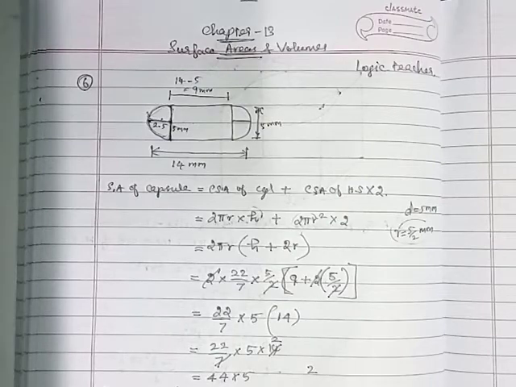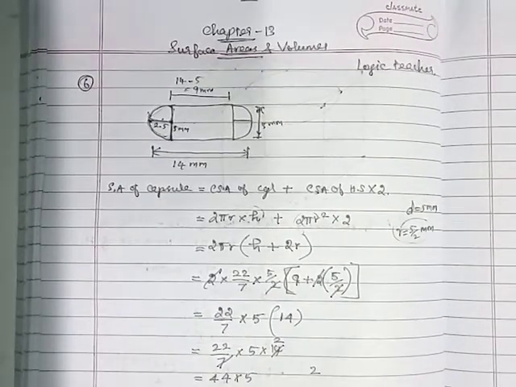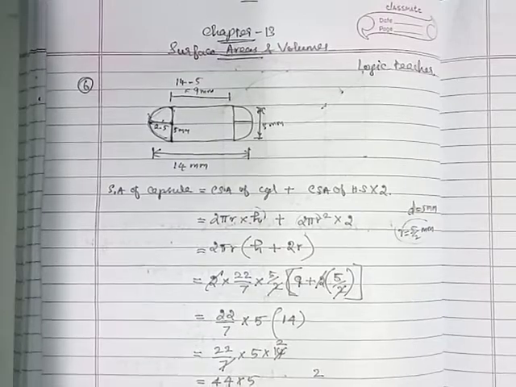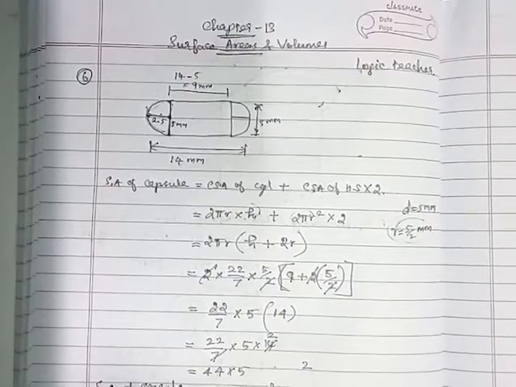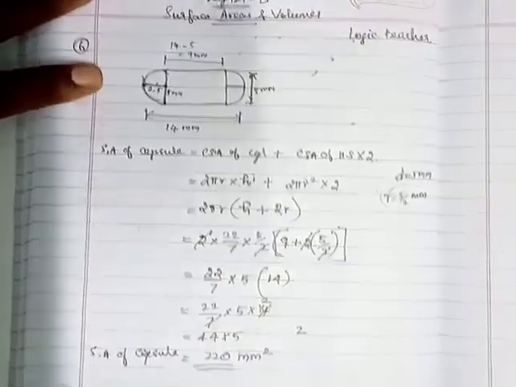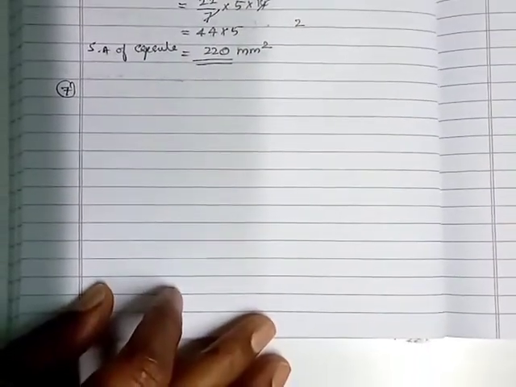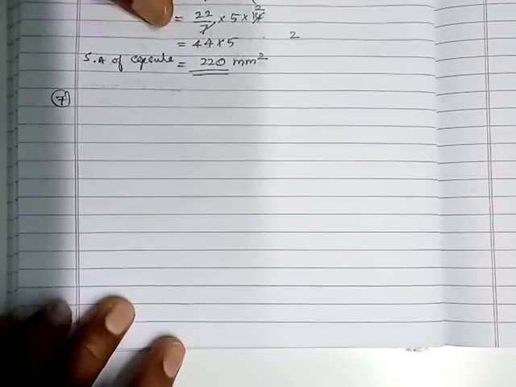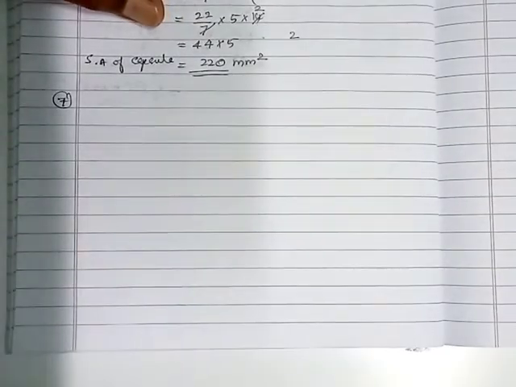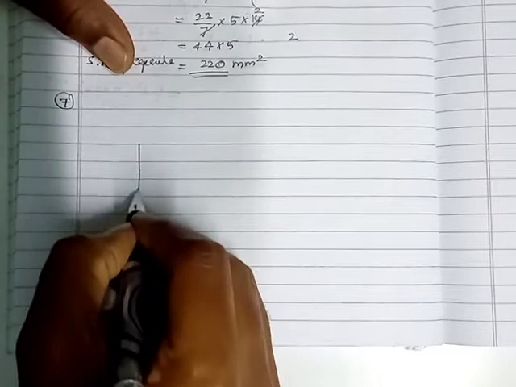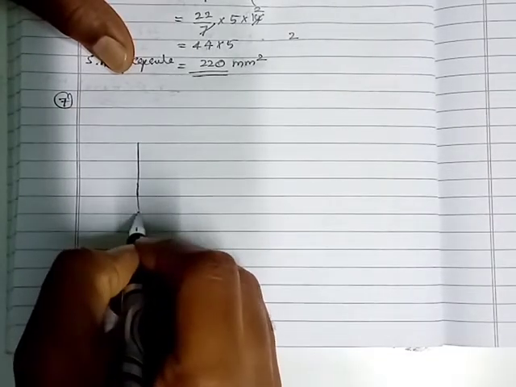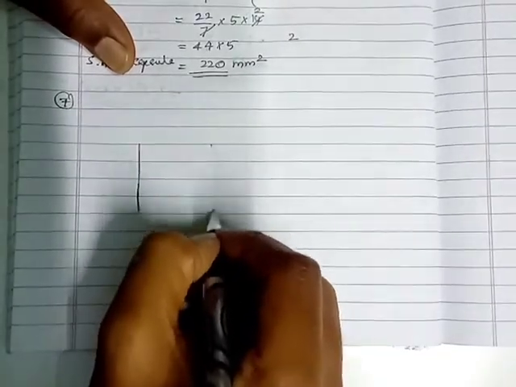Okay, read the 7th question. Actually the 7th question is a tent. There is a tent, you know, the canvas tent we usually make at picnic times. Like that only. Actually there is a tent. It is in the shape of a cylinder surmounted by a conical top. There is a cylinder.